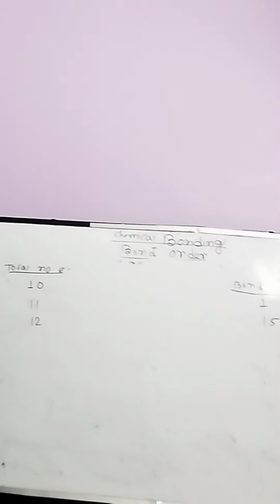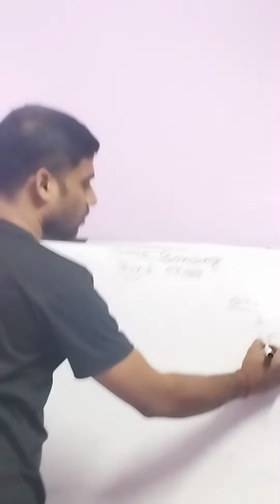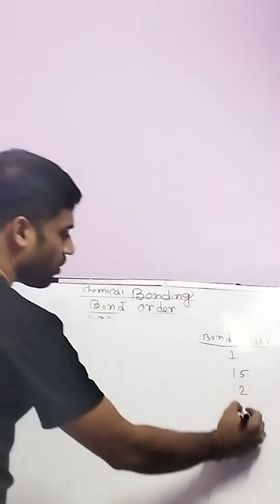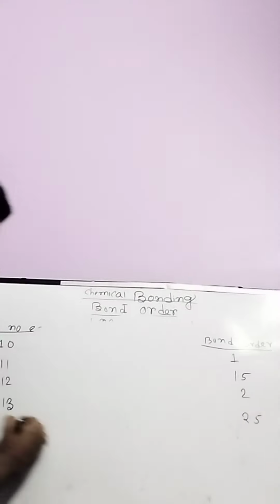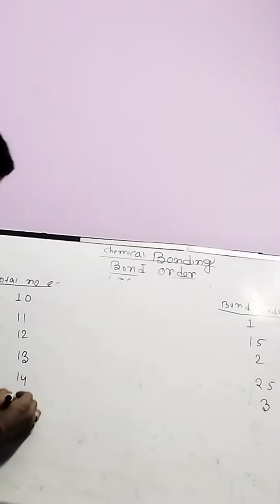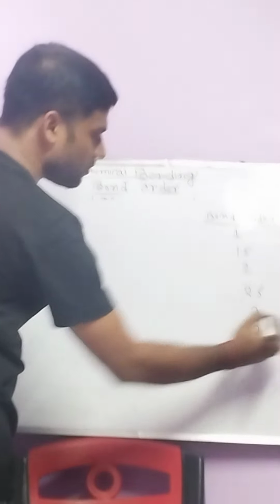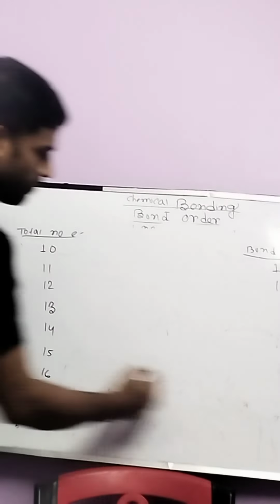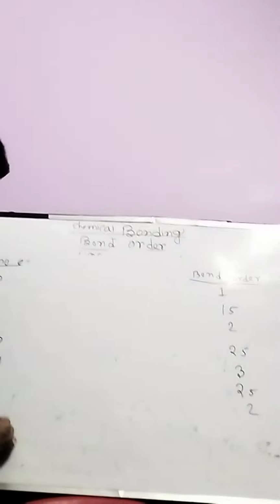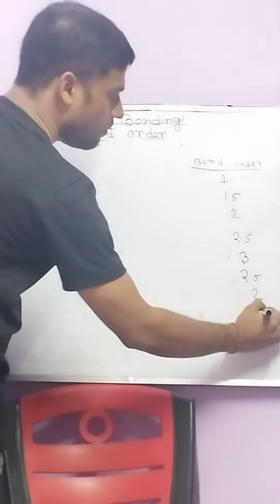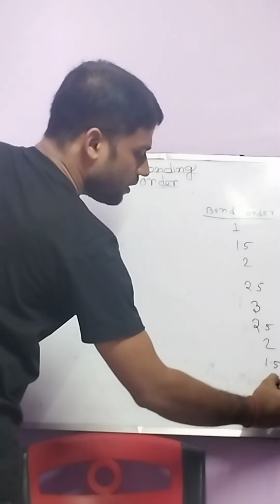If the total number of electrons is 12, then bond order 2. 13 electrons, bond order 2.5. 14 total electrons, bond order 3. Total number of electrons 15, bond order 2.5. 16, bond order 2. 17, 1.5, and 18, bond order 1.